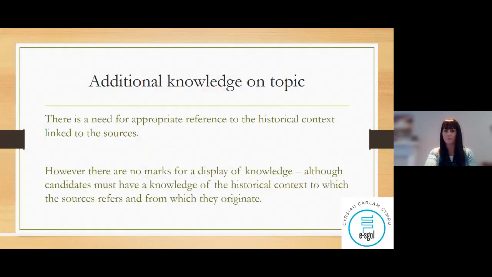With regards to additional information, obviously there is a need for appropriate reference to the context, but only as long as it is linked to the actual sources. That's really important, because if you just put in anything you know on the topic and it's not linked to the actual source, you're not going to get any extra marks for that. It says here there are no marks for a display of knowledge, but obviously you need to put in knowledge if it is relevant to that particular source and you're highlighting what's going on in context to that source at that time. So be very careful with that.